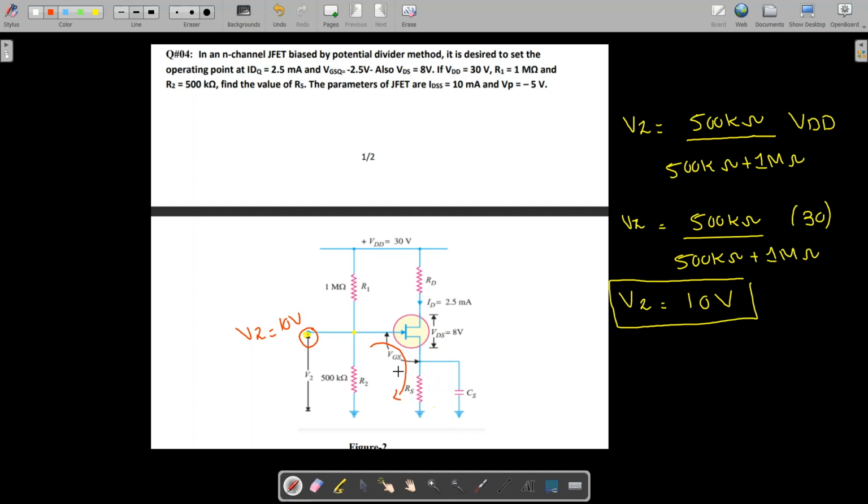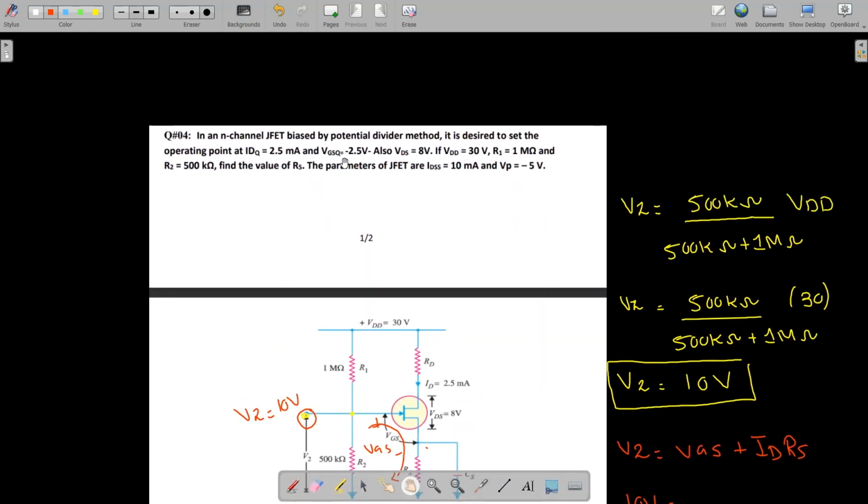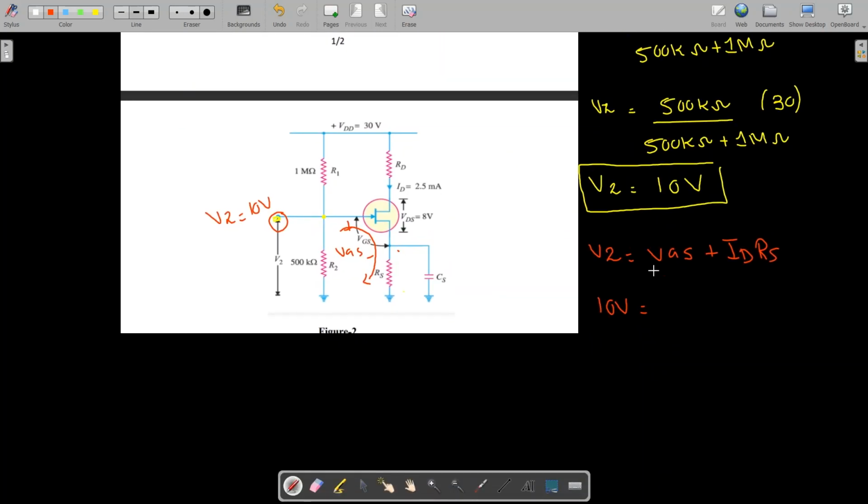So if we apply KVL in this loop, we are going to have V2 equal to the VGS voltage, which is the gate to source voltage, here this is your VGS voltage, plus IDRS, because here the IS current flows and IS is equal to ID. We know that IS is equal to ID. So now V2 is your 10 volt. So we have 10 volt, and we have VGSQ already given to us, which is minus 2.5 volt. I'm going to say that my VGS is minus 2.5 volt.